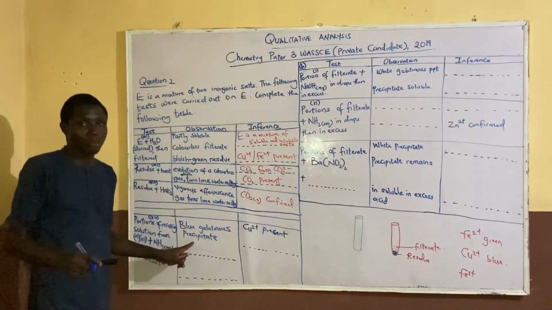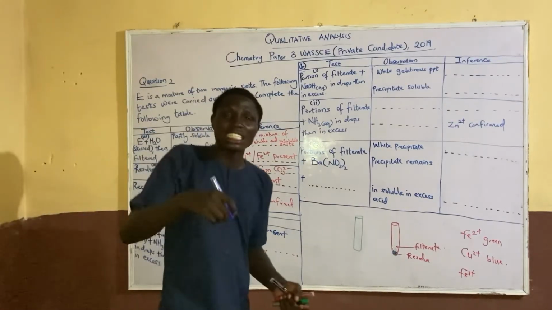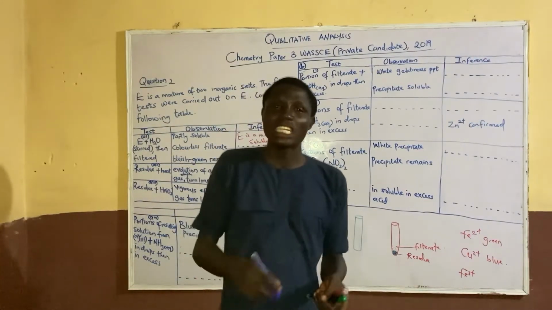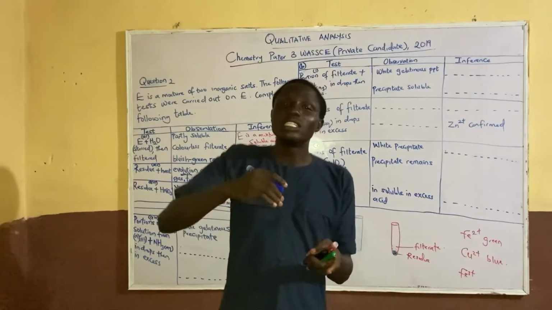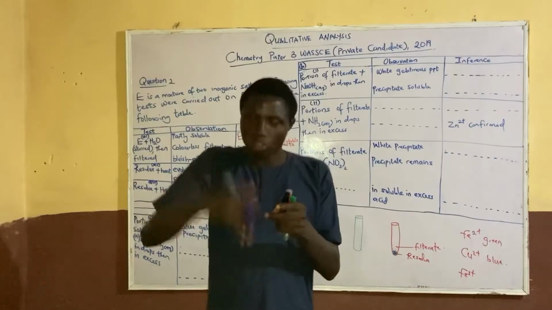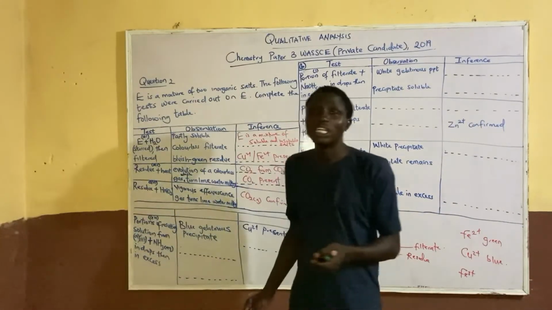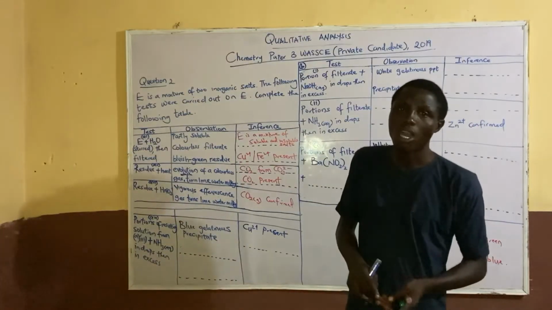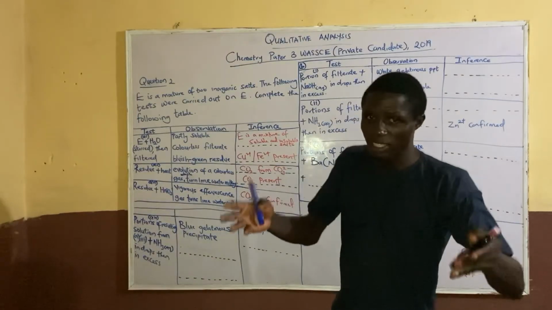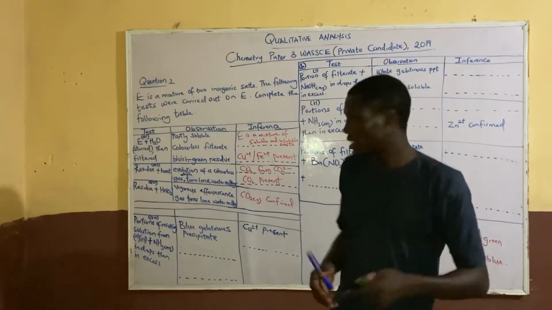blue gelatinous precipitate. But when you keep on adding aqueous ammonia to the copper solution in excess, we are going to have deep blue, meaning that the copper precipitate will dissolve in aqueous ammonia to form a deep blue. Even though it forms a deep blue, it is transparent.